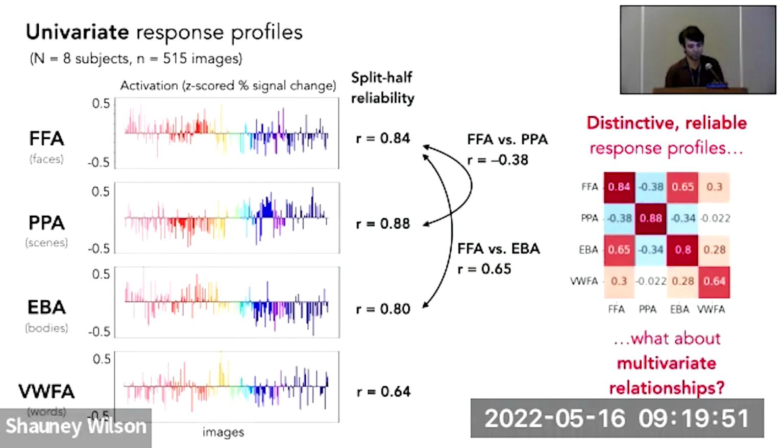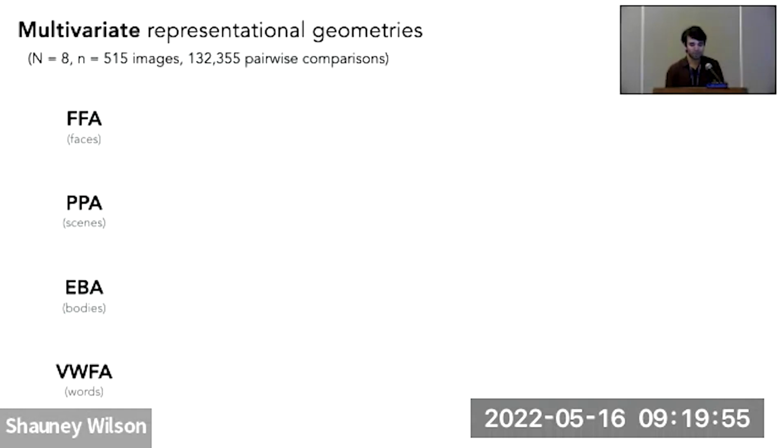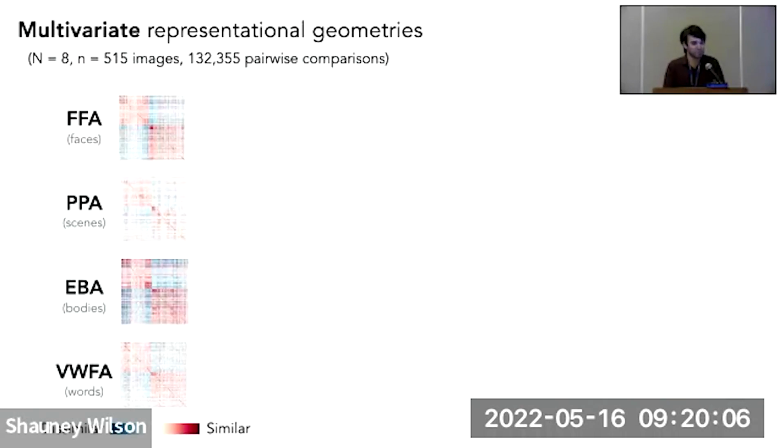But what about the multivariate relationships between these regions? We looked at the similarity structure among these 515 images across the voxels in each ROI as a way to characterize the representational geometry of each region. Here are the representational similarity matrices. Again, these are highly reliable. And as you might be able to tell by eye, they seem to share quite a bit of structure.